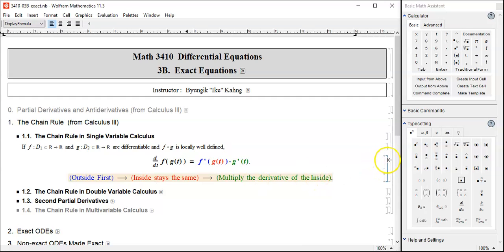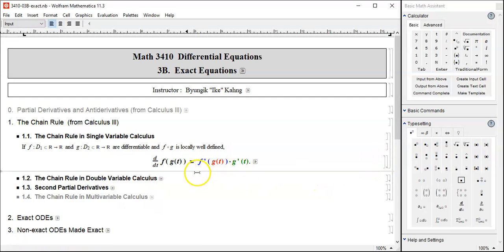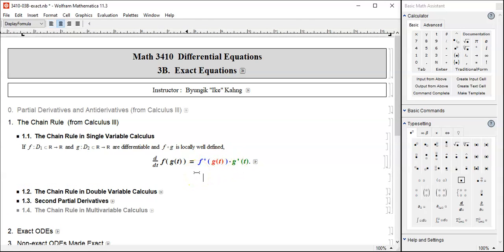This is a 3000 level course, so I don't think students will have much trouble with this red part here. So let me explain it at a slightly higher level. This is basically the outside. Derivative of the outside times the derivative of the inside. That's basically it. That's blue, and that's green.